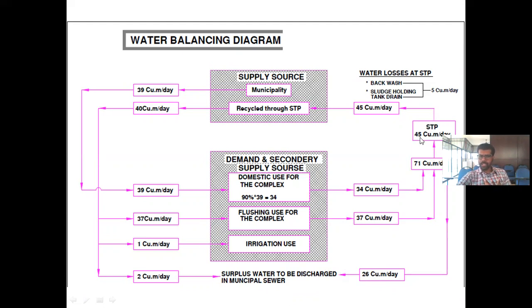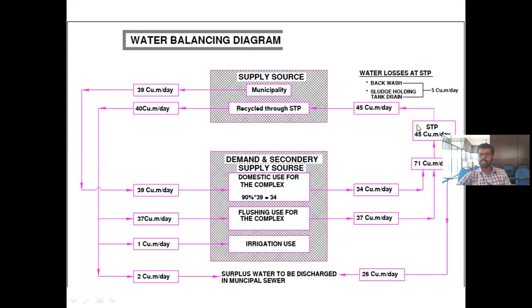This wastewater will be settled in the STP, and in the STP, sewage treatment processes will be carried out. And from there, what will we have? 45 cubic meter per day will be there. It will be circulated. From there, some losses will occur in the STP itself. Some losses like backwash will be there, the sludge holding tank and drain will be there. So some water will be drained like that, and some water will be lost like that. So approximately 5 cubic meter per day will be lost as a loss.